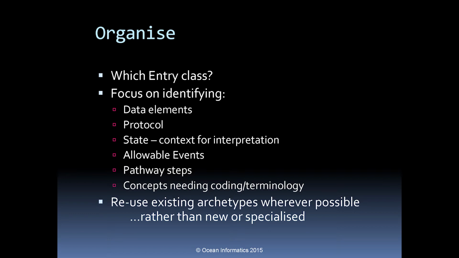So we start to organise our brainstorming and we do think about which entry class. Is it an observation, an evaluation, instruction and an action? And then we identify the data elements separate from the protocol, from the state, from these events or time series and aggregations, pathway steps if we're carrying out some kind of process, and the concepts that need terminology and how we might engage with that. So it's all part of our thinking and our design.